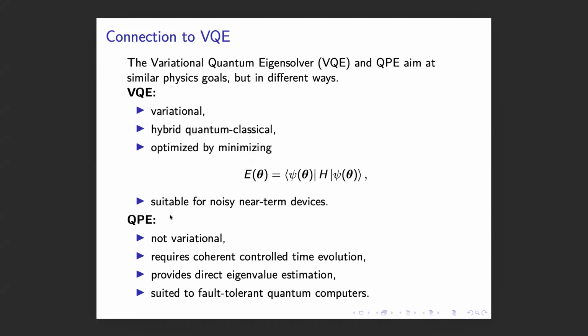The QPE, on the other hand, is fully quantum. It suffers from not being variational, and because we are making truncations to the exponentials, often with the Suzuki-Trotter expansion, it requires coherent controlled time evolution. It provides direct eigenvalue estimation, and it's best suited to fault-tolerant quantum computers.